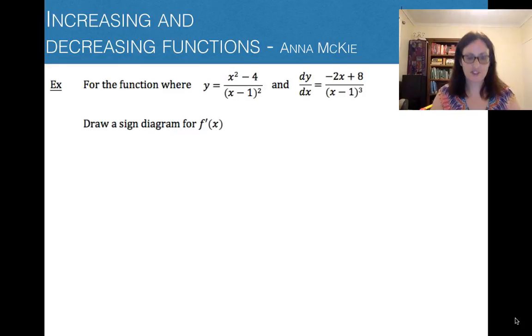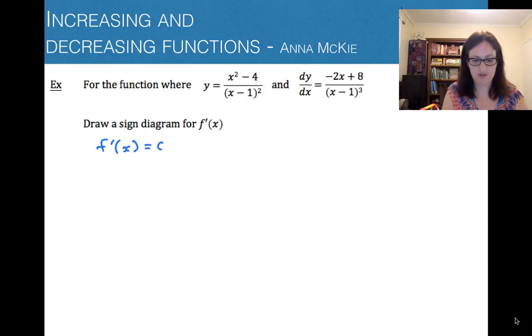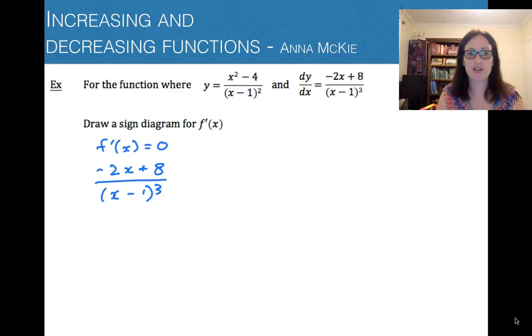All right, first of all, a question where for the function y is equal to that, we're already given the derivative, just to save us some time. So first of all, we want to draw a sign diagram for f dashed of x, or dy by dx. To do that, you need to consider when that first derivative is equal to 0. So we will put that whole function of the derivative equal to 0 and think about what we do.